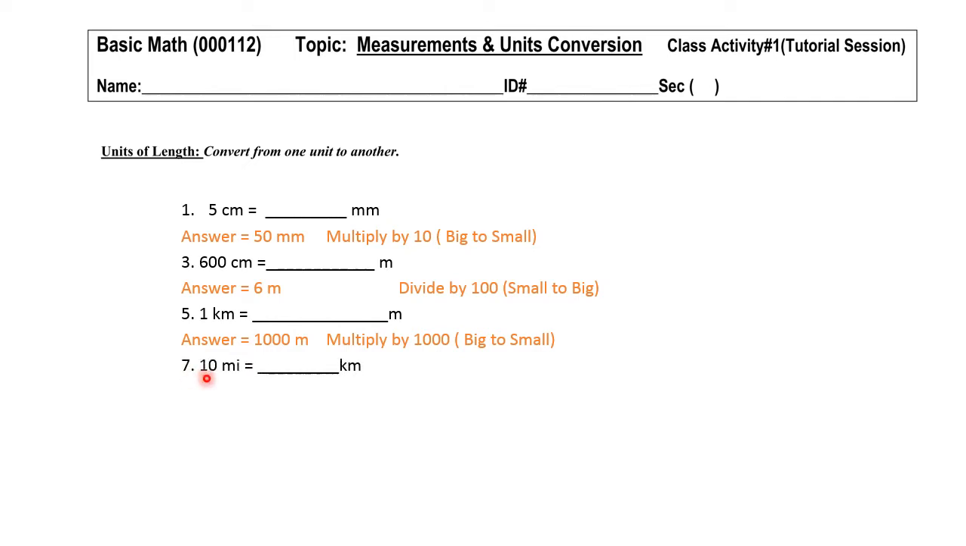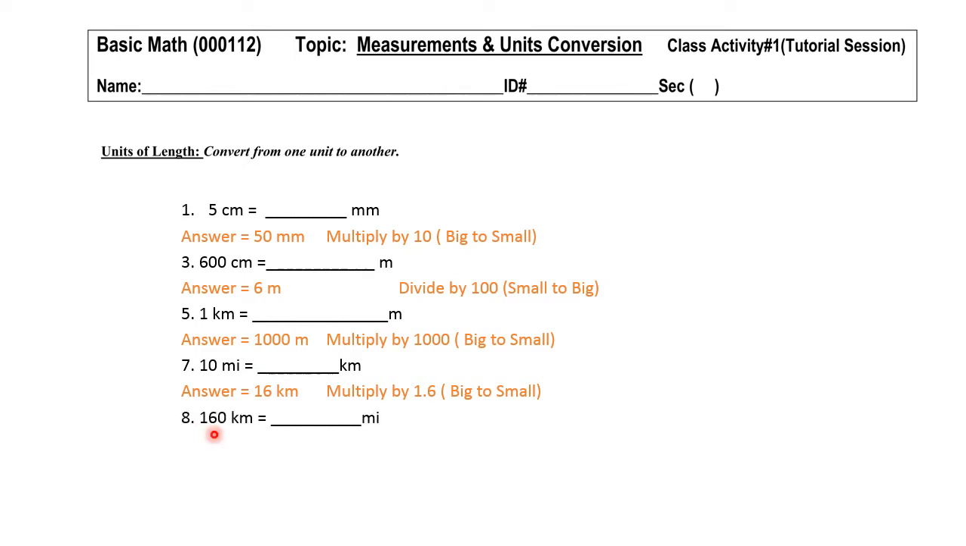Number 7, 10 miles into kilometers. So we multiply by 1.6 as we are converting from a bigger unit to a smaller unit. 10 times 1.6 will give us 16.